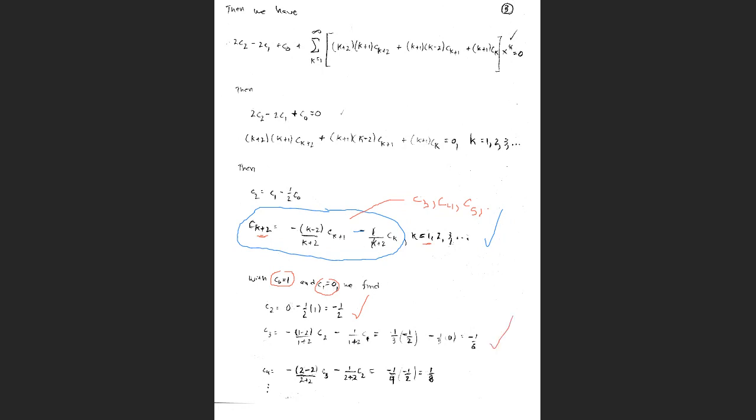And so if you work it out, you're going to get C2 equals -1/2. C3 will equal -1/6. C4 will equal 1/8. I just go out far enough to get enough coefficients so that I can pick the right answer in WebAssign. And this will be enough.